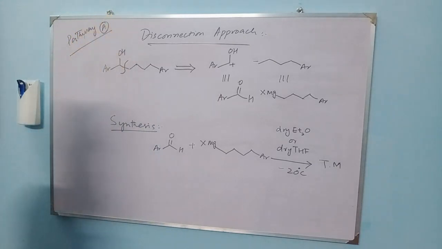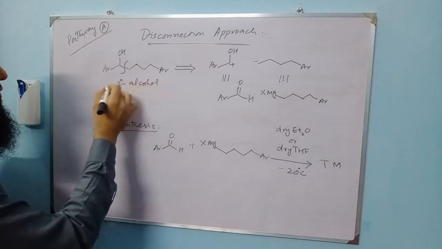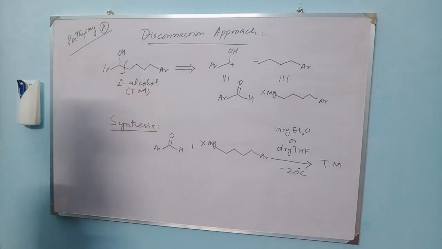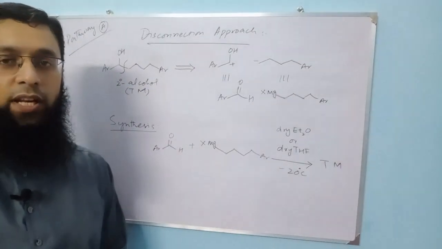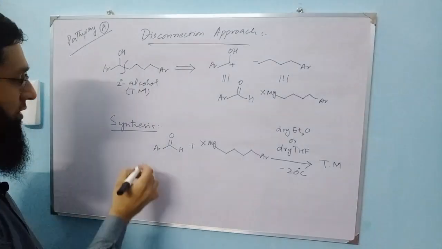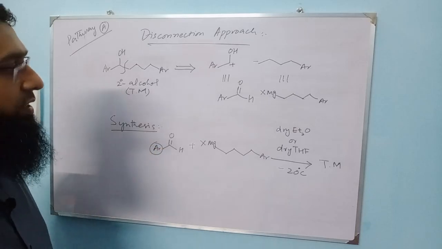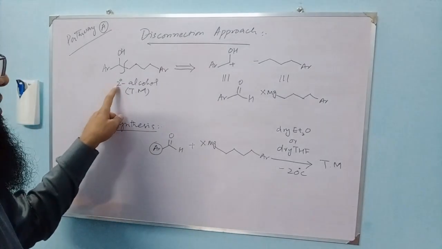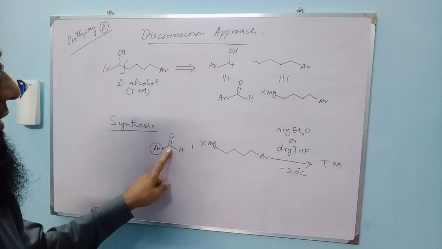In this case, we had a secondary alcohol in our target molecule, and we know that aldehydes and Grignard reagents, when they react together, give rise to secondary alcohols. However, in the case of formaldehyde, where we have hydrogen here, we can get a primary alcohol. In other cases, we have a secondary alcohol as the product of the Grignard reagent and the aldehyde.